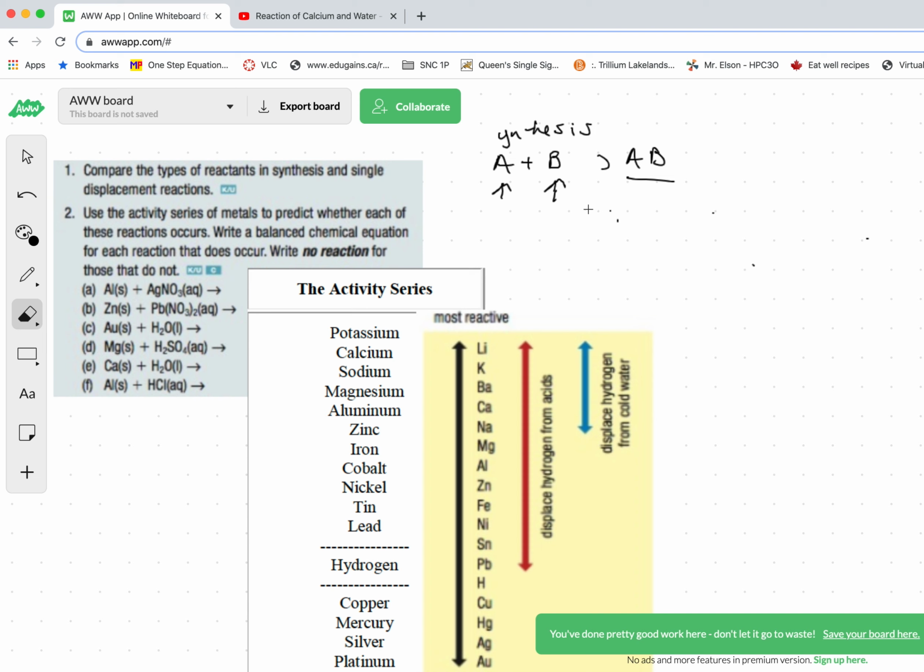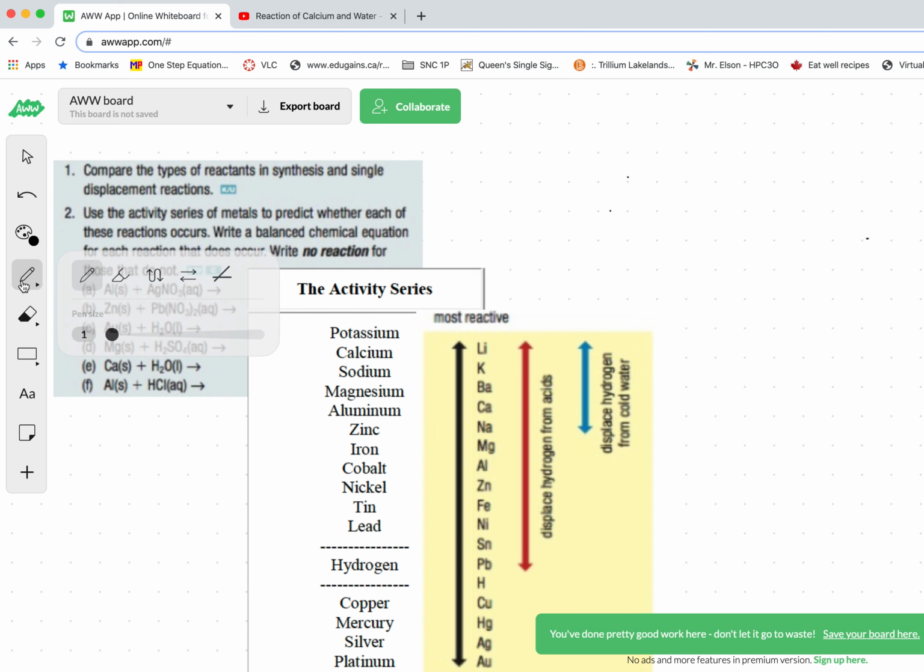And we are also going to balance the equations. If there is no reaction, you just simply write no reaction. So the first question looks at aluminum and silver nitrate. So what you need to do is ask yourself from the activity series of metals, and this can be found in your library of handouts, will aluminum replace silver, the metal, in silver nitrate?